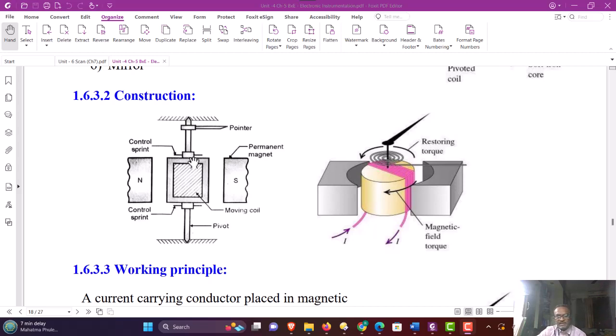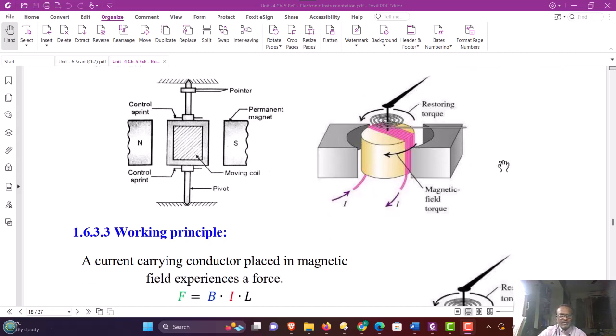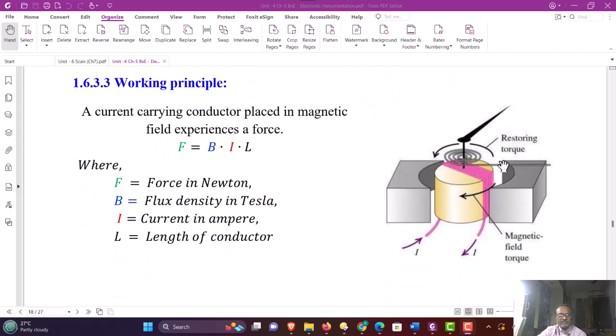Now the working principle. The 3D view of this construction is also shown here. The working principle of the PMMC instrument is as shown below. When a current carrying coil is placed in a uniform magnetic field, it experiences a force. And this force is proportional to the flux density in the air gap, the current flowing through the coil, and the length of the conductor of the coil.